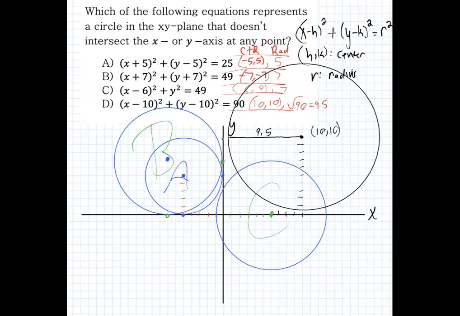It doesn't take you all the way back, because in order to go all the way to the y-axis, it would have to have a length of 10. And same thing, to go to the x-axis, it would have to have a length of 10. So the circle that doesn't intersect the x or y-axis at any point is answer choice D here.